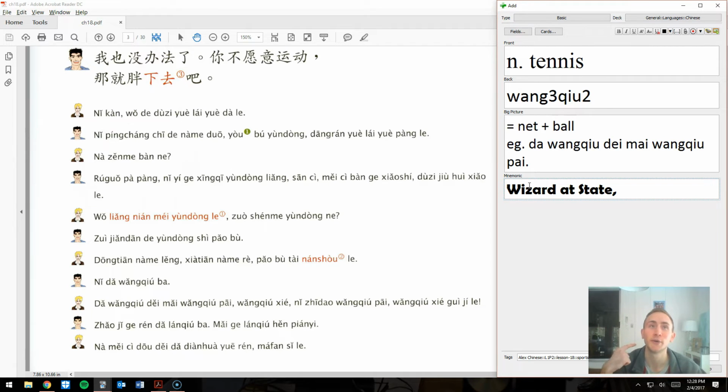Okay, you know what? So I already have an image of a wizard somewhere on State Street, and he's messing around with a net, funnily enough. And so this is actually something that I learned in the past, because wang is also used to mean the net as in the internet. So you could say wangzhan, means website, which literally means net station. Or you can say shangwang, which means to surf the web, so get on the web. Okay, so this is great. So I don't actually have to encode anything new, so I'll just say recall wizard at state. And okay, great. So moving on to the next one.